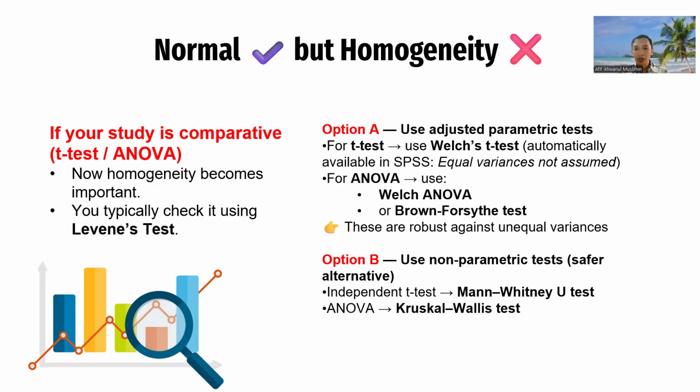For option B, you can apply a non-parametric test, and this one is a safer alternative for you to apply. For the independent t-test, you can apply the Mann-Whitney U-test. And how can we apply this one? You can go to the next video. Or for ANOVA, you can apply the Kruskal-Wallis test.